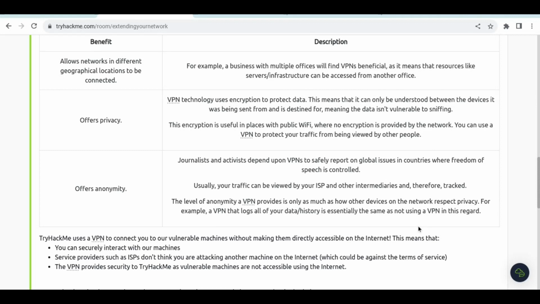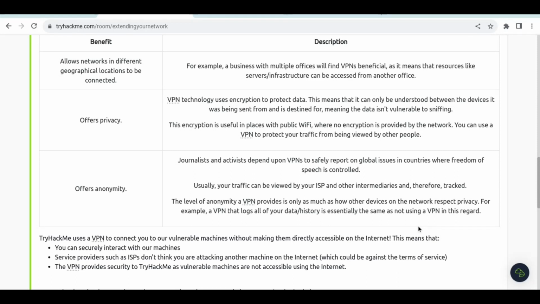It allows networks in different geographical locations to be connected. For example, a business with multiple offices will find VPN beneficial, as it means that resources like servers and infrastructure can be accessed from another office.